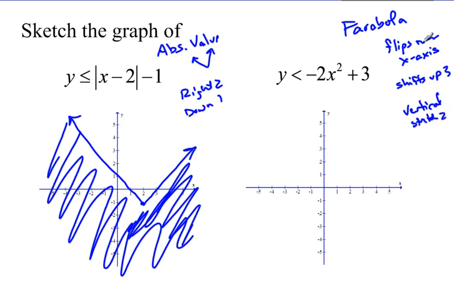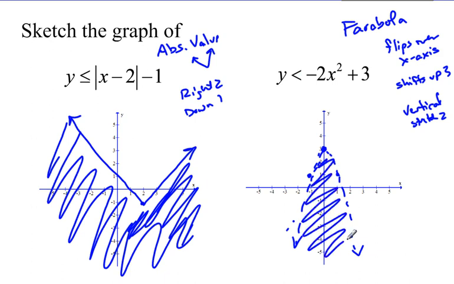So let's see. We're going to be shifted up 3. We're opening down, and that vertical stretch of 2 means instead of going over 1, down 1, we're going to go over 1, down 2. So there we go. We've got a pretty skinny looking parabola. Dashed line because it's not equal to. So let's try and get this curvy up there. All right. There we go. And now it's less than. So if it's less than, I'm shading everything underneath the parabola, like so.